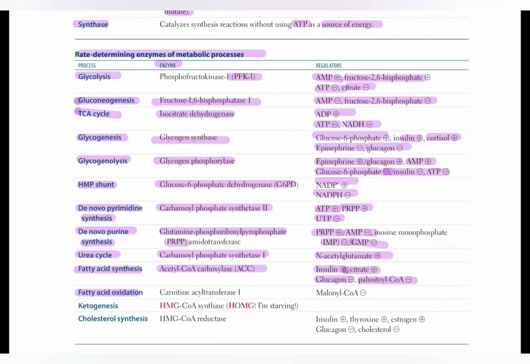Fatty acid oxidation, the main enzyme here is carnitine acyltransferase 1, and the inhibitor is malonyl CoA. Ketogenesis, HMG CoA synthase is the main enzyme here. Cholesterol synthesis, HMG CoA reductase. Insulin, thyroxine and estrogen are regulators of cholesterol synthesis, and glucagon and cholesterol inhibit this process of cholesterol synthesis.